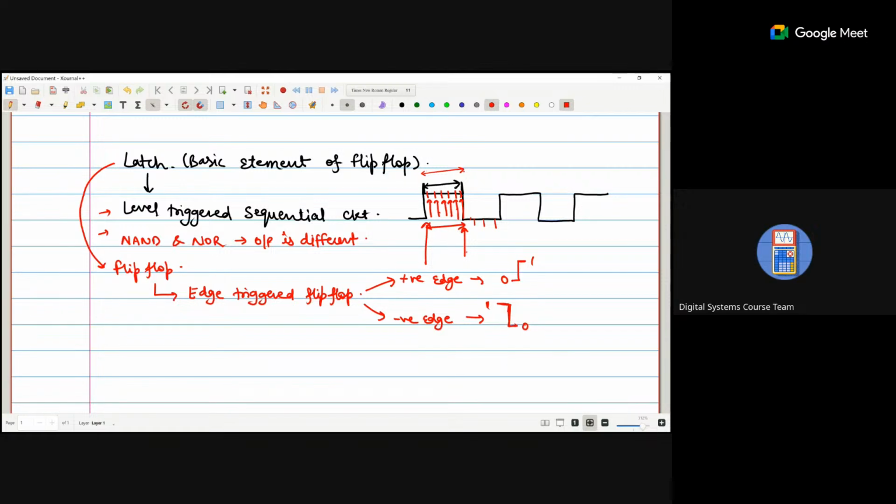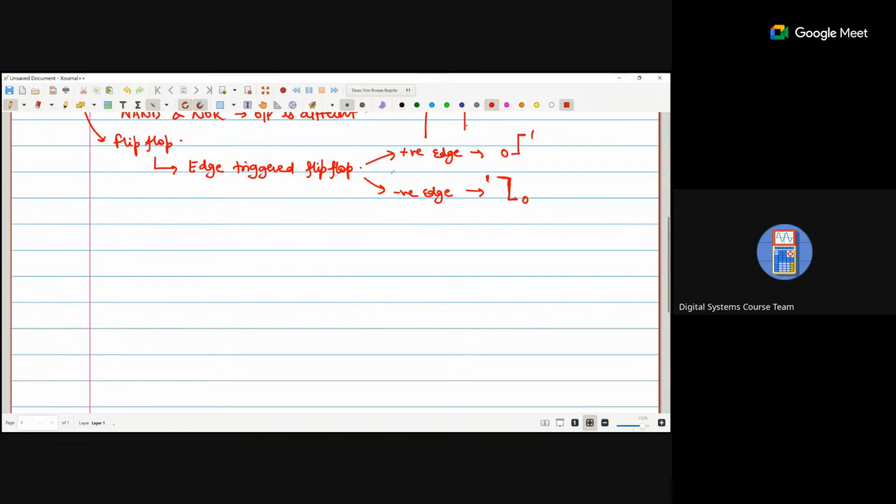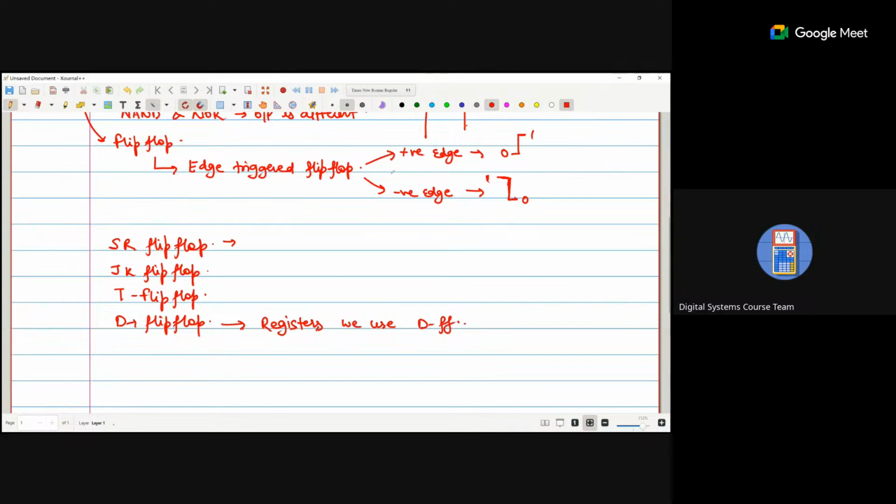Now these flip flops are classified into four different categories: the SR flip flop, JK flip flop, T flip flop, or D flip flop. Generally, for registers we use the D flip flop. SR is basically set reset.